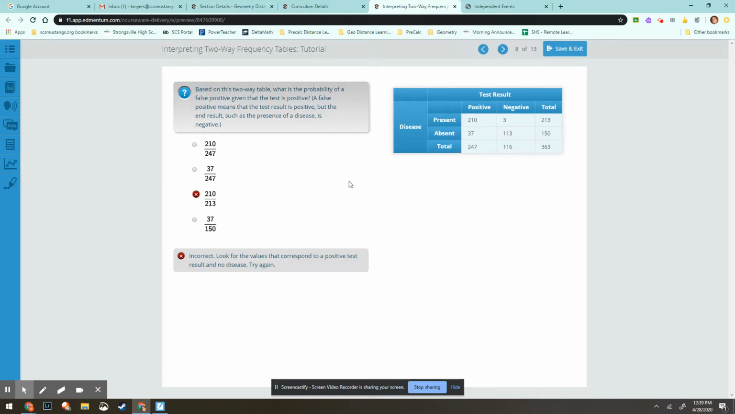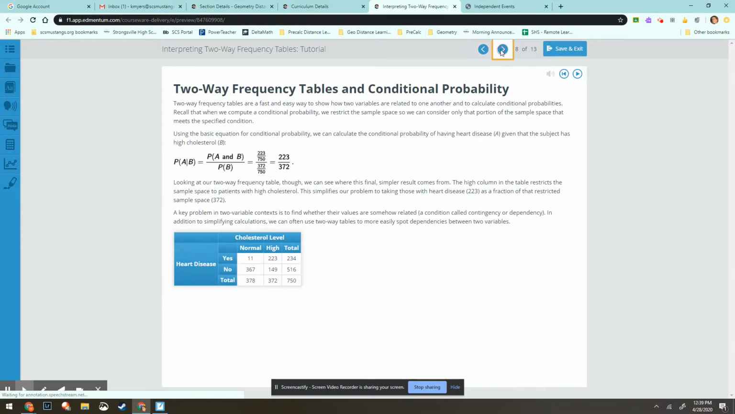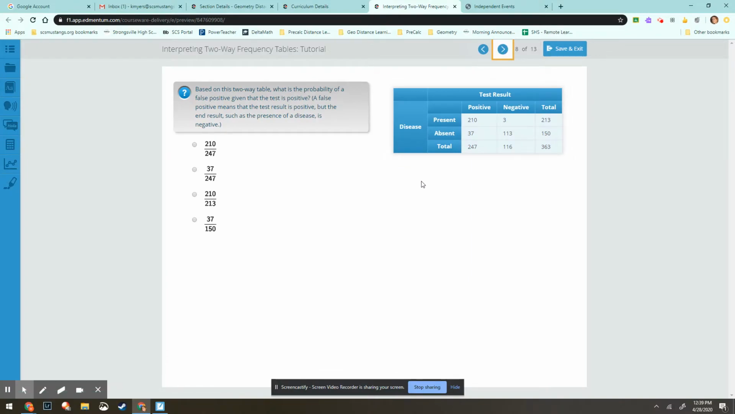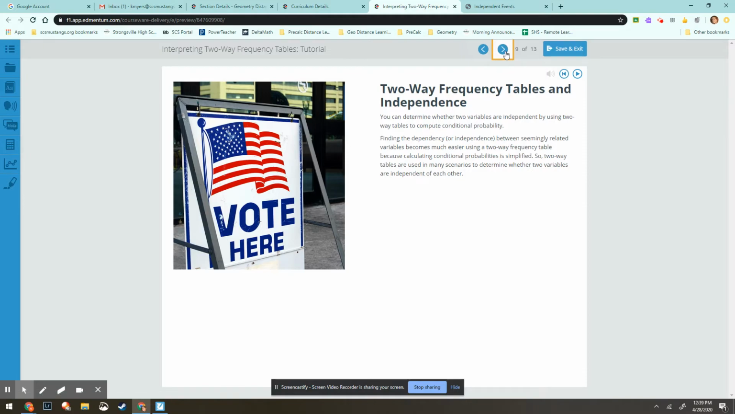Based on this two-way table, what is the probability of a false positive given that the test is positive? So I'm just going to reload this. Given that the test is positive means I am restricting myself to just those 247 positive test results. A false positive says the test result is positive, but the person did not have the disease. So you need a positive result but no disease, so it's going to be 37 over 247. And there, I clicked the right thing. Okay, so that's slide 8.